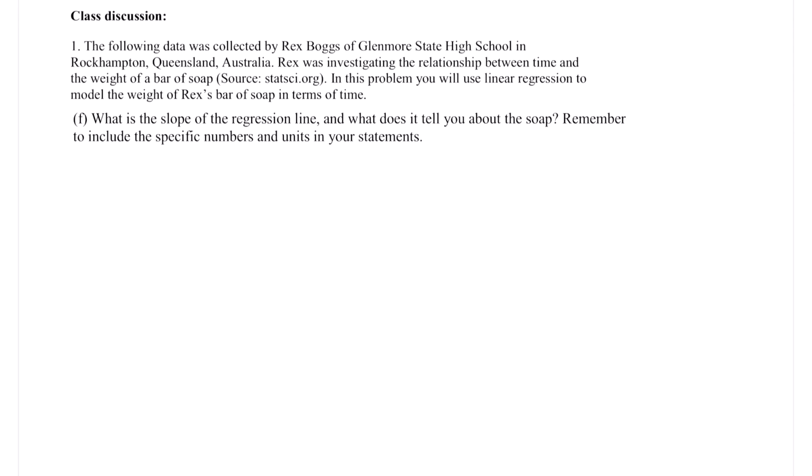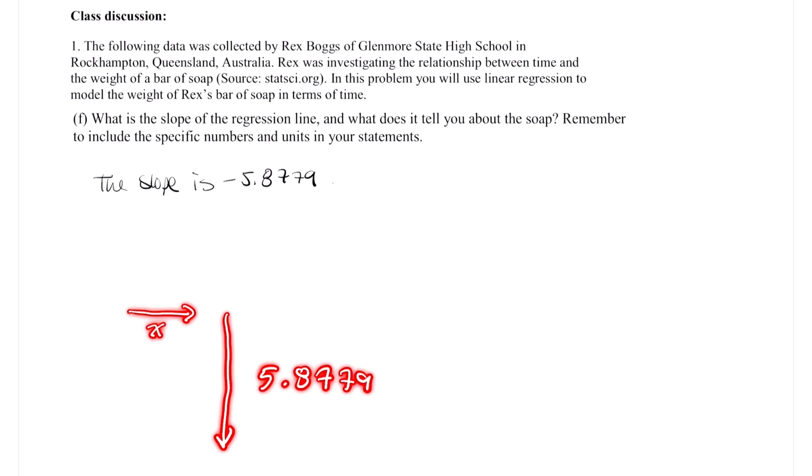Next, what is the slope of the regression line, and what does this slope tell us about the data? The slope is negative 5.88. And actually, let's continue to 4 decimal places. So the slope is negative 5.8779. This tells us that for every one change in x, the y values change by 5.8779. That is, they go down since it's negative.